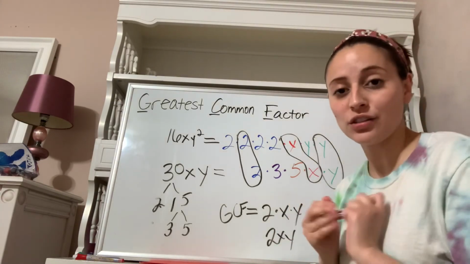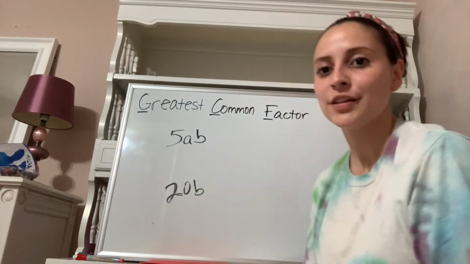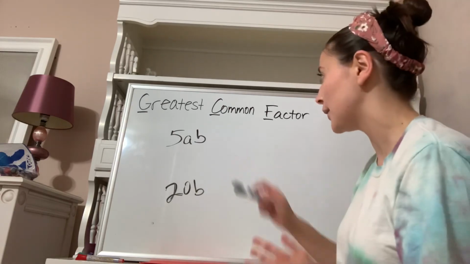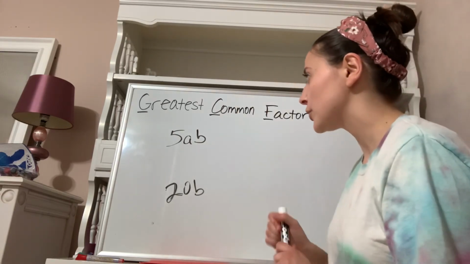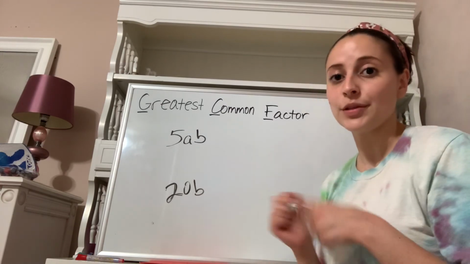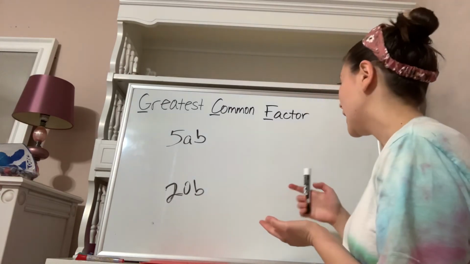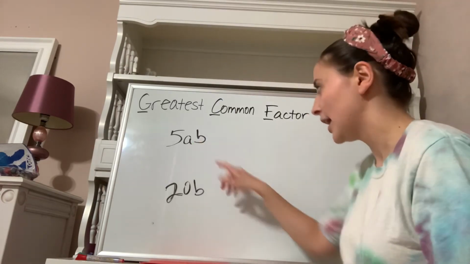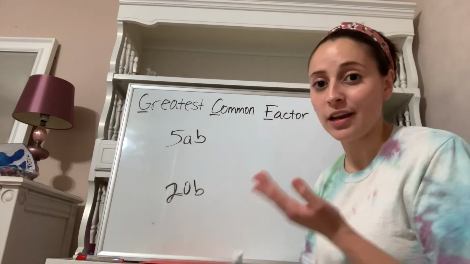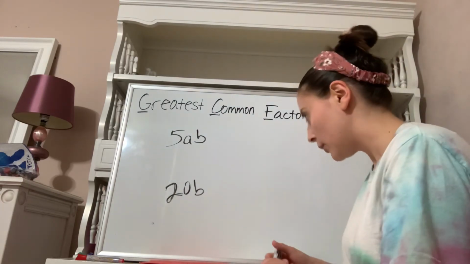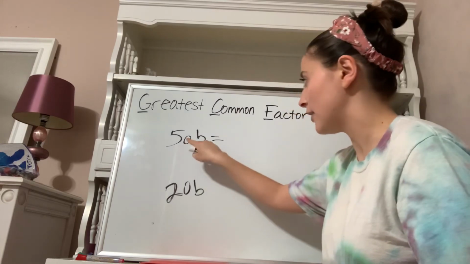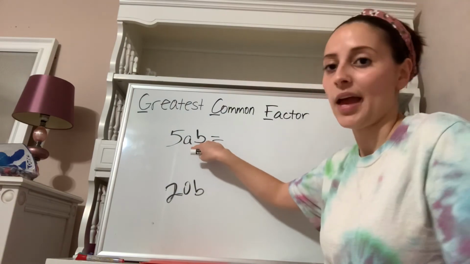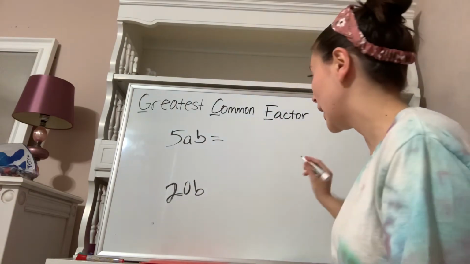Okay, so let's do another example. So now for this example, we have 5ab and 20b. And again, we're trying to find the greatest common factor. So what we're going to do is break it all up into its prime factors, and then find the common ones and multiply. So for 5ab, this is actually easy. It's already broken up into its prime factors. We have, right, because it's 5 times a times b. You can't break that down because 5 is already prime, a, single b, okay?